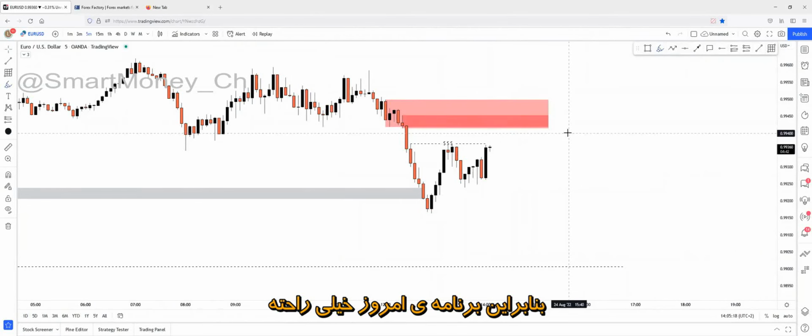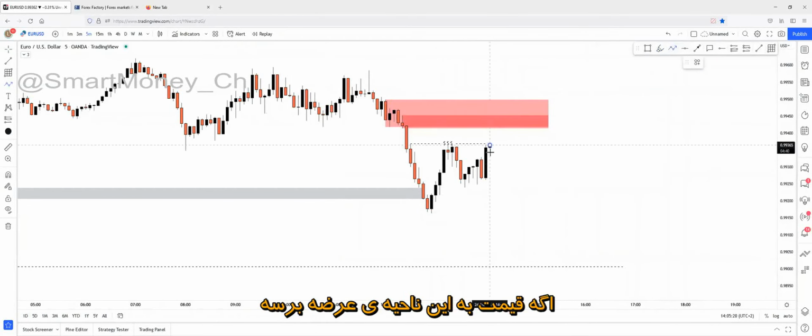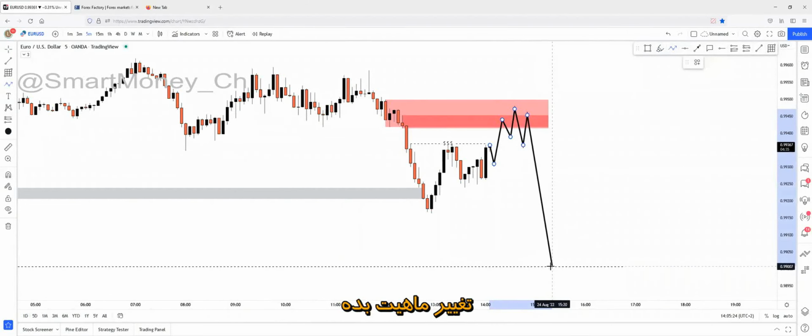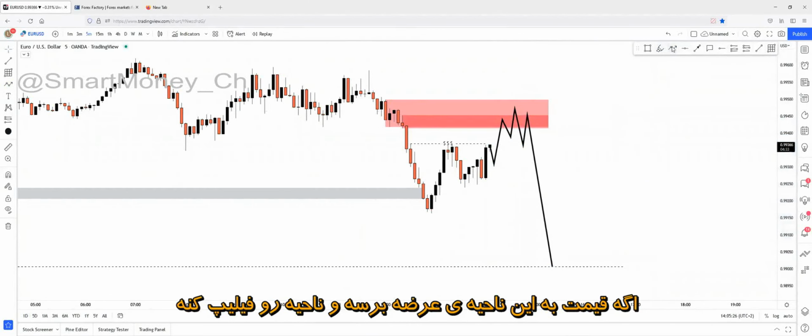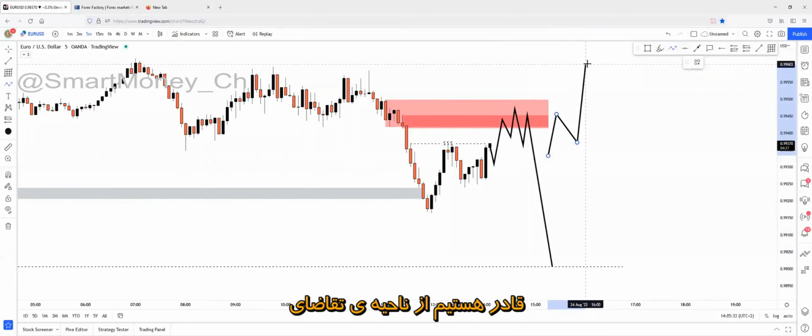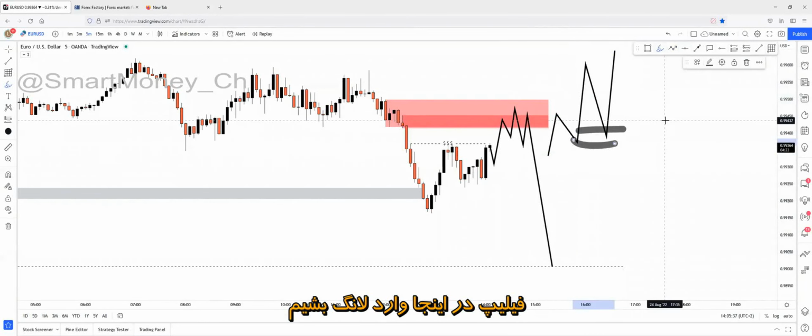So the plan for today is pretty simple. If price reaches this supply here and prints a character changing movement to the downside, we'll be able to ride the short order flow. If price reaches this supply, flips this supply and closes above it, we'll be able to take longs from the flipping demand zone here.